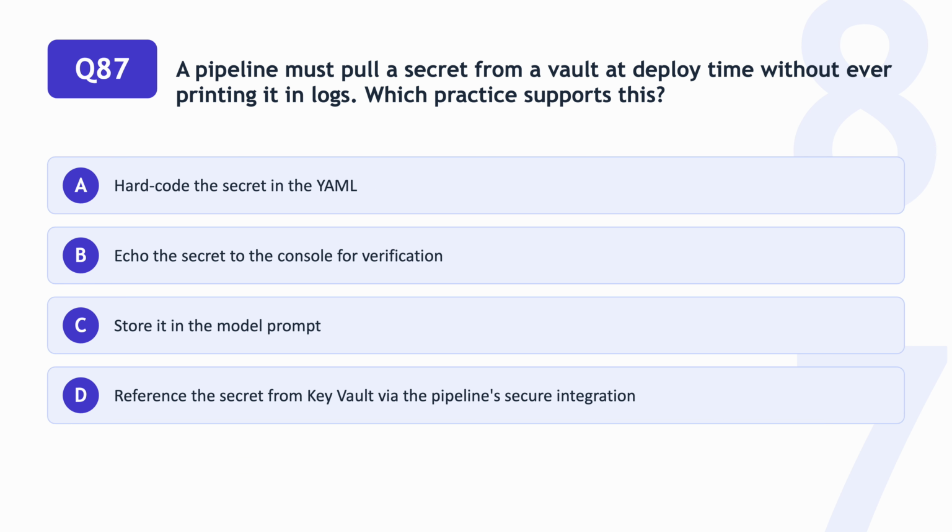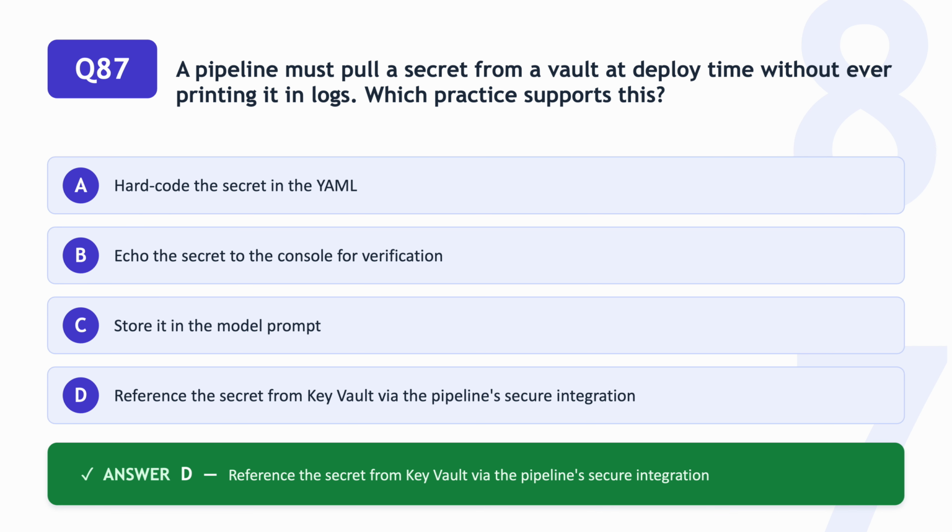Question 87. A pipeline must pull a secret from a vault at deploy time without ever printing it in logs. Which practice supports this? A. Hardcode the secret in the YAML. B. Echo the secret to the console for verification. C. Store it in the model prompt. D. Reference the secret from Key Vault via the pipeline's secure integration. Pause the video if you don't want the answer yet.